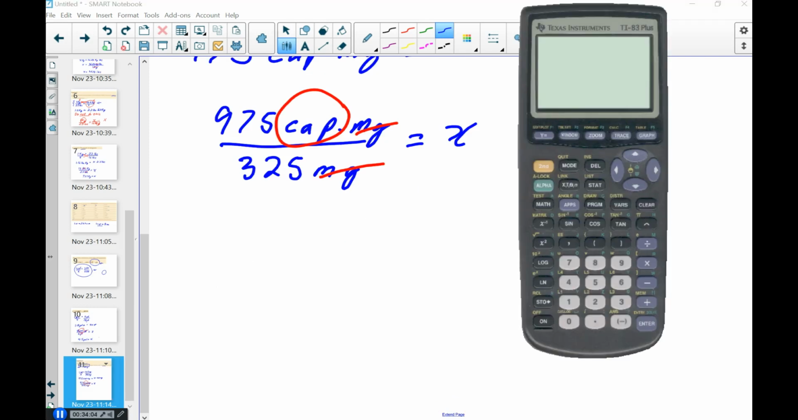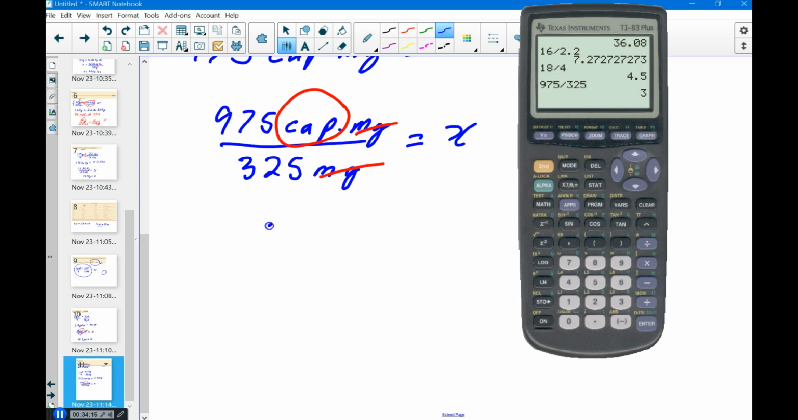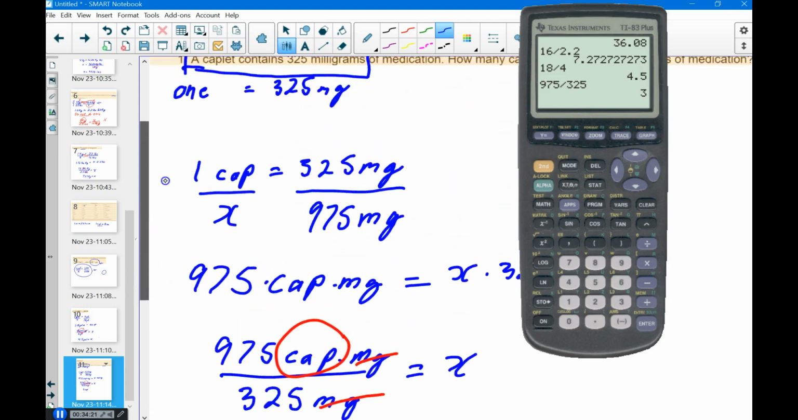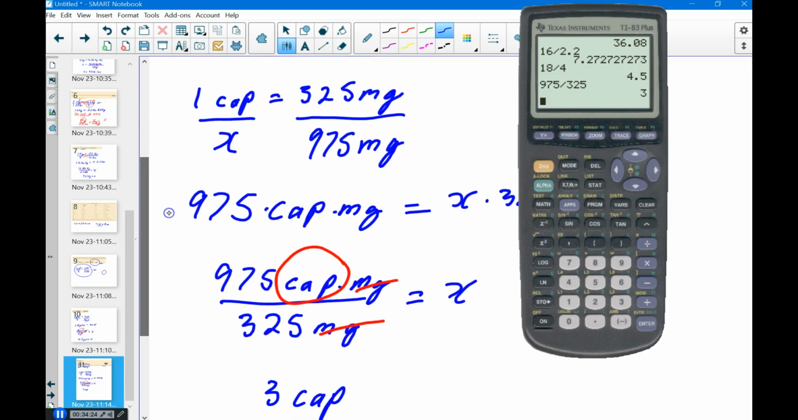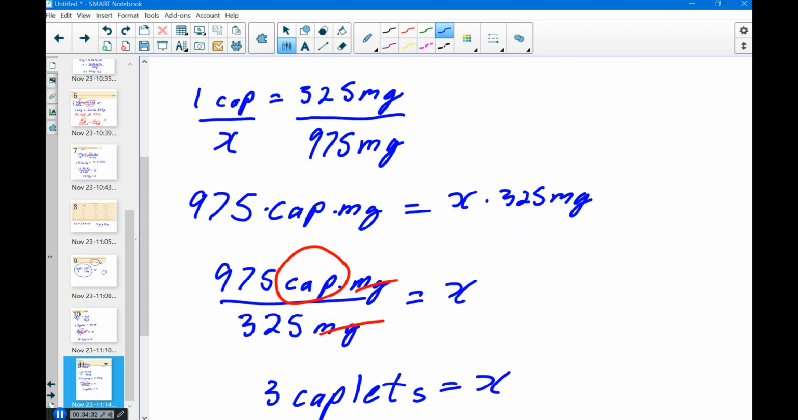So, you can calculate it. It looks like this. We have 975 divided by 325, and the answer is 3. And we are out of time.